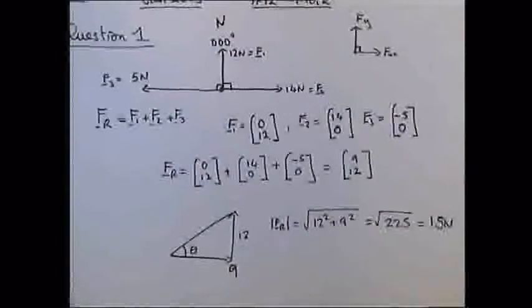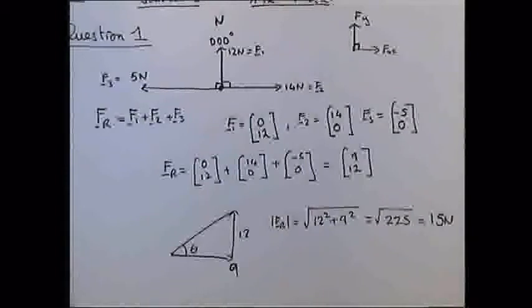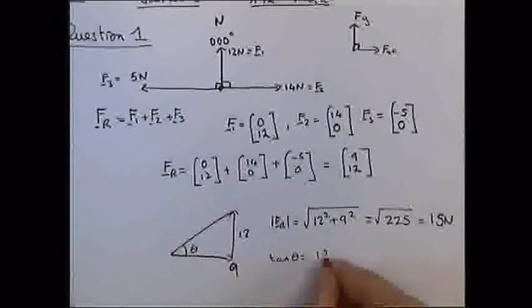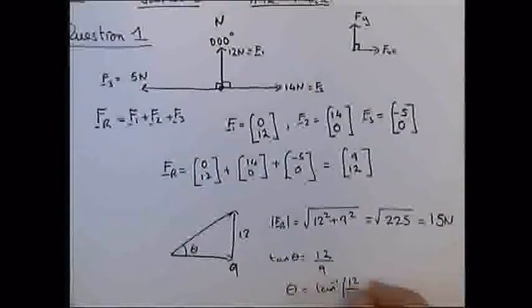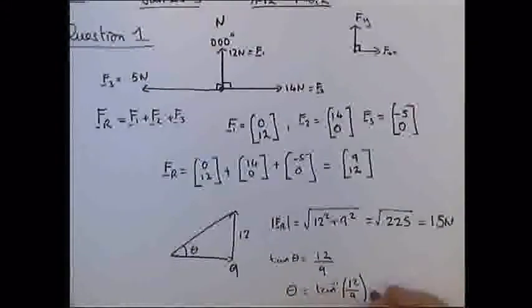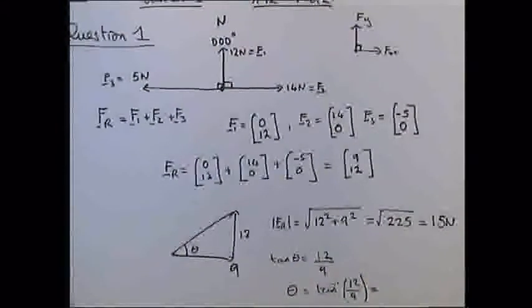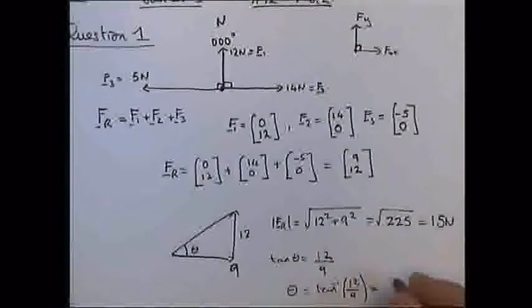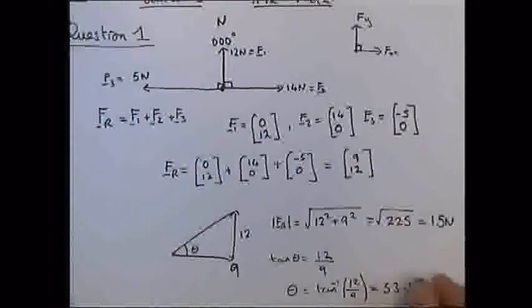Don't forget the units. Right, now we're going to work out theta there. So we know that tan theta is equal to opposite divided by adjacent. So theta equals tan to the minus 1 of 12 over 9, which is 53.1 degrees.